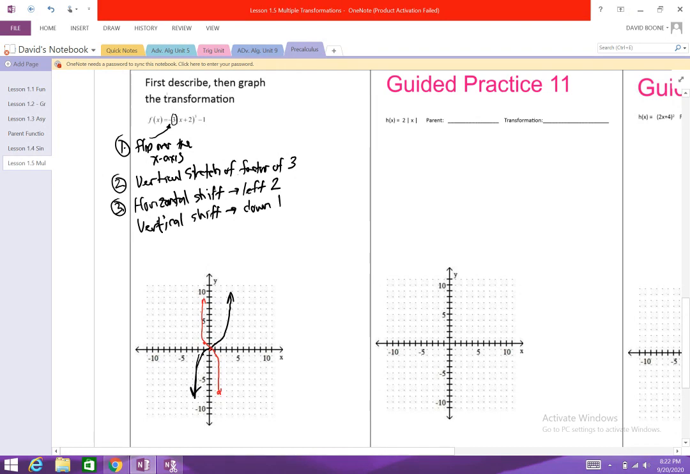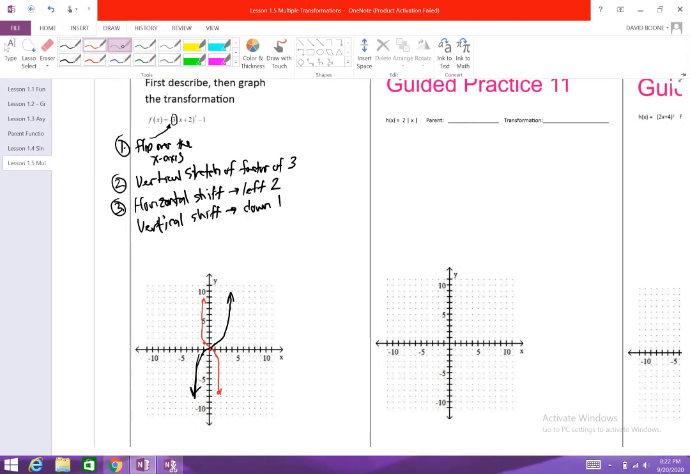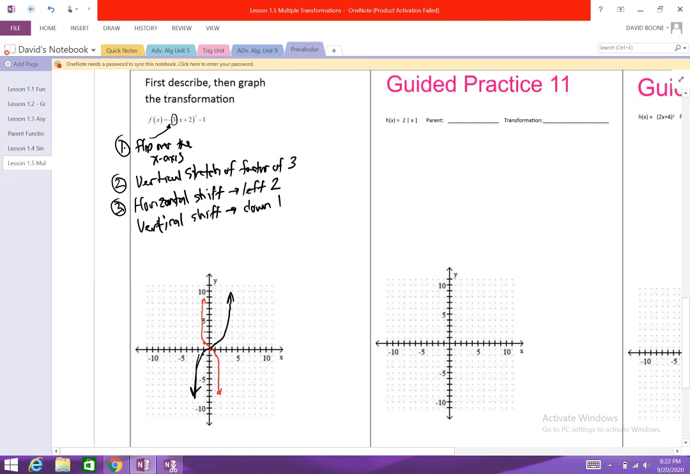Then I've got to take this as a vertical stretch by a factor of 3. So now instead of coming through here at (-1, 1), it's going to stretch up, so we should be at (-1, 3). And same thing down here, this would be at (1, -3). So it's coming in and being a little tighter.